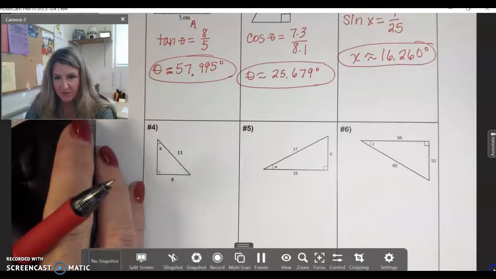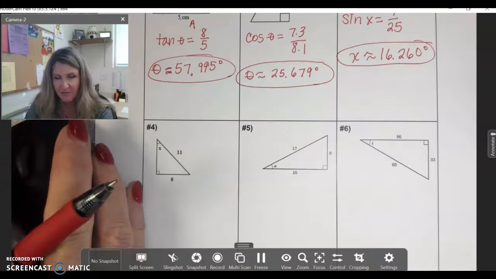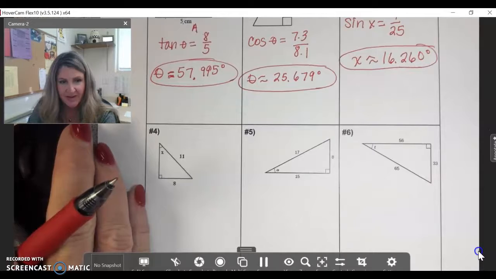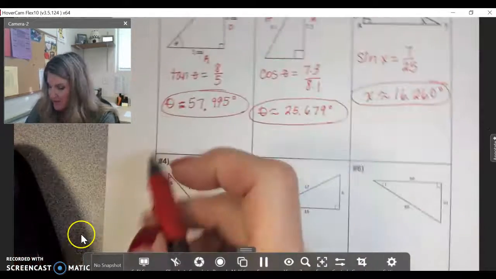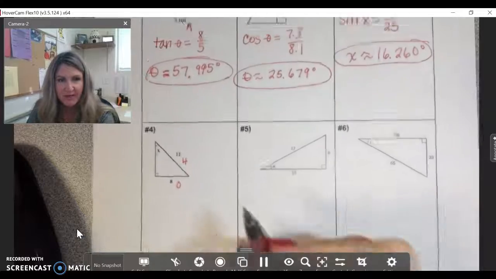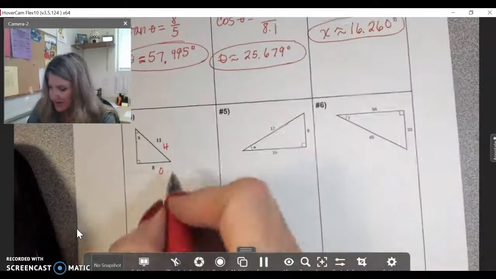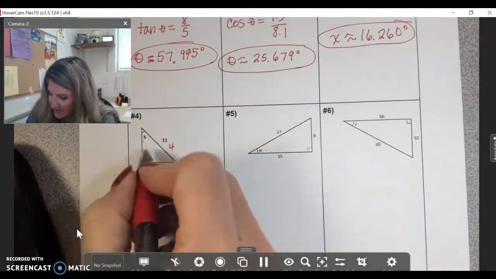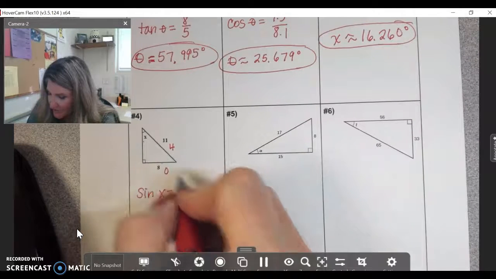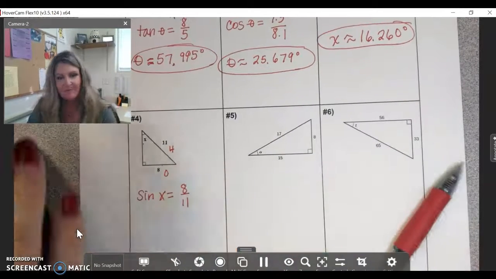So we're using that x, and we're going to want to decide which one we need to use. Be thinking about it. Which one do we need to use? Here's our x. This would be opposite. This would be hypotenuse. What are we going to use? Look up here. We're going to use sine, right? So it's going to be sine of our angle x equals opposite, which is 8, over hypotenuse, which is 11.